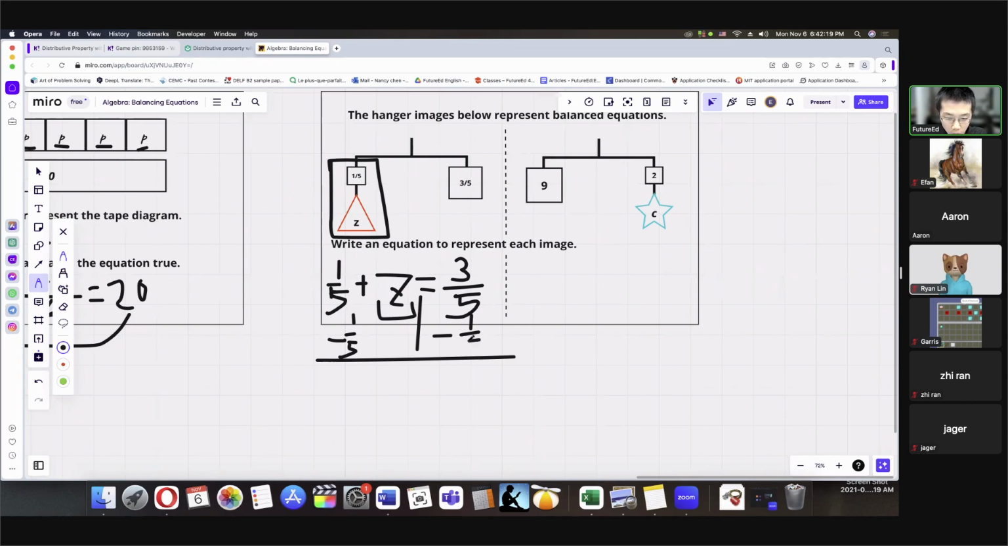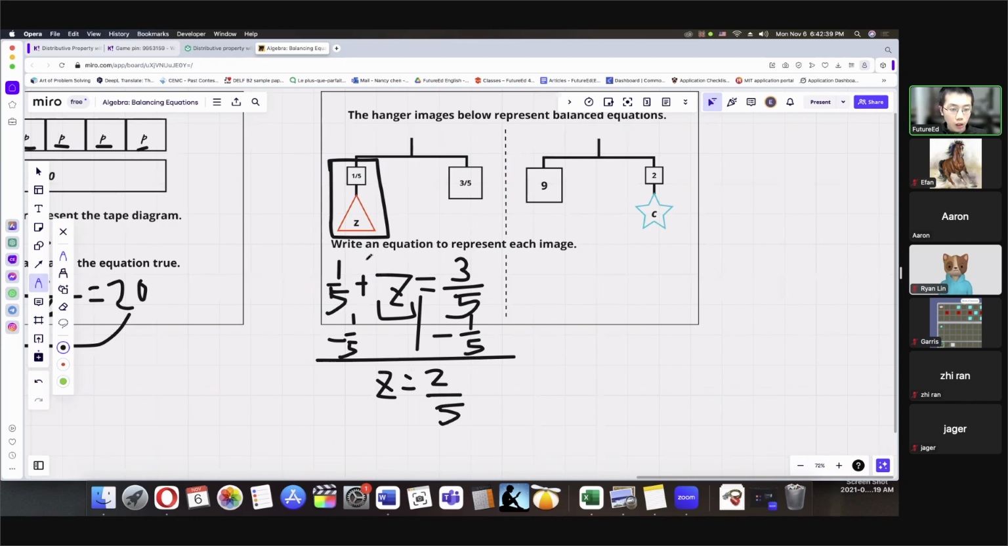Okay. So we have 1 over 5 minus 1 over 5. This is 0. 0 plus Z is on the left side. We can kind of just ignore this. We just have Z on the left side. What about the right side? 2 out of 5. So Z is equal to 2 out of 5.